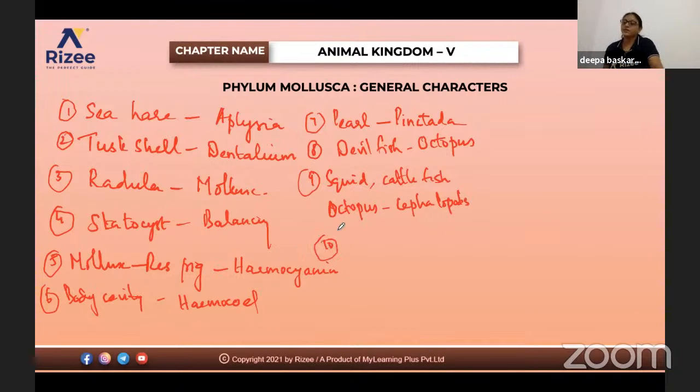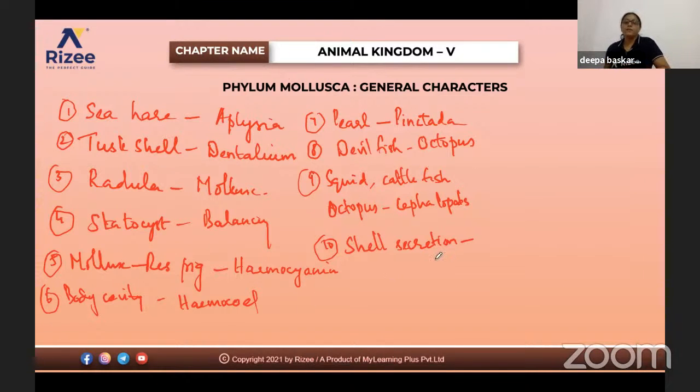And next question is: second largest phylum of animal kingdom, easy. Mollusca. First largest phylum is Arthropoda. Secretion of shell takes place in mollusks by the? Answer please. All are giving answers. Mantle, Nandini, mantle, M-A-N-T-L-E, dear.